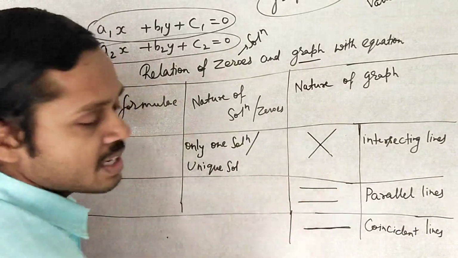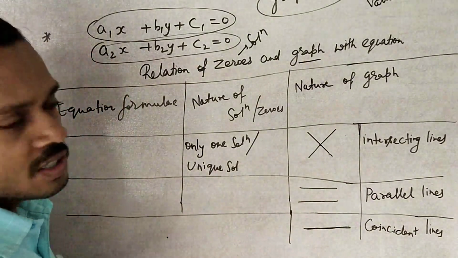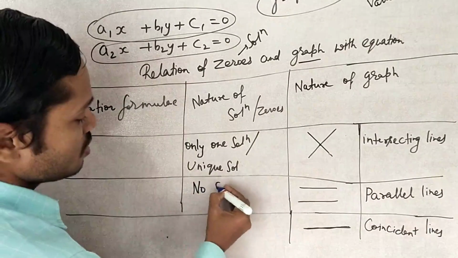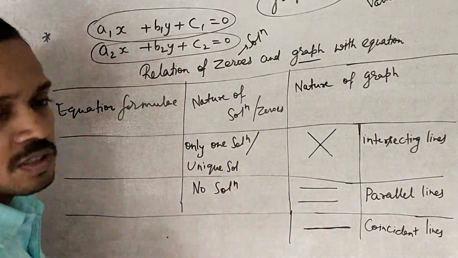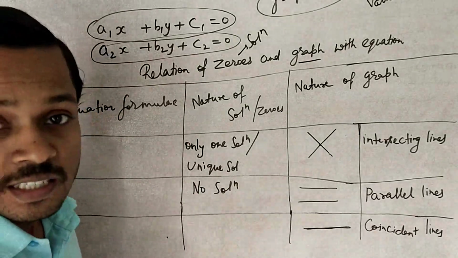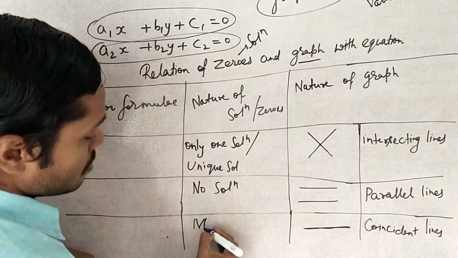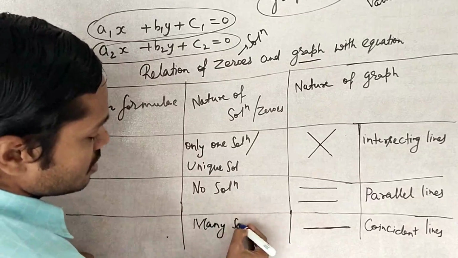Look at them. Both are not intersecting, means they cannot give any type of solution. No solution. After that, they are coinciding, means they are overlapping on each other, means they are giving many solutions.